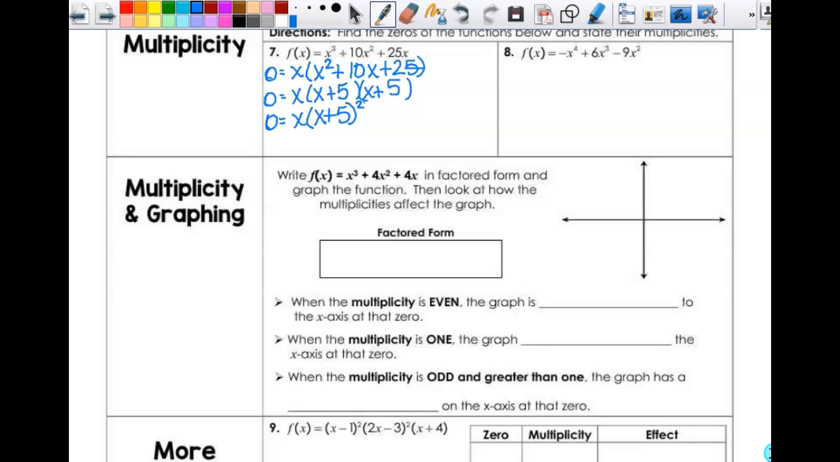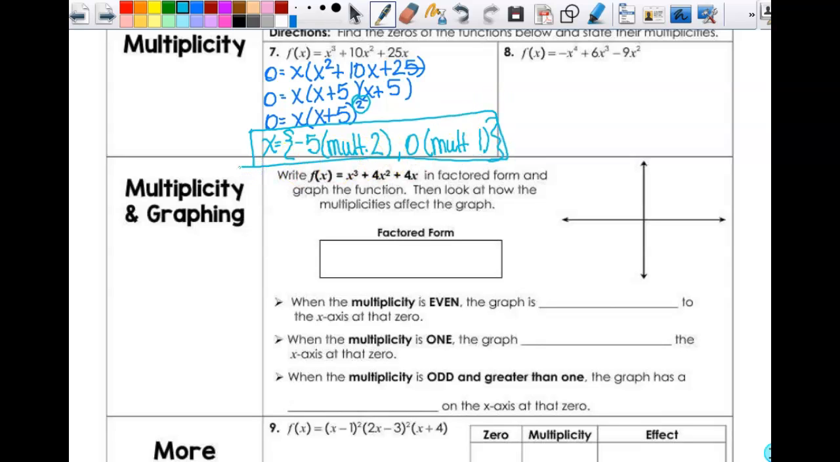Okay, so then it says find the zeros and state their multiplicities. All right, so my zeros are -5 and 0. So negative 5, and then I need to state its multiplicity. It has a multiplicity of 2, because that linear factor shows up twice. It's whatever the degree of that is, so the multiplicity of 2. And then my other one is 0. It has a multiplicity of 1. And that's it.